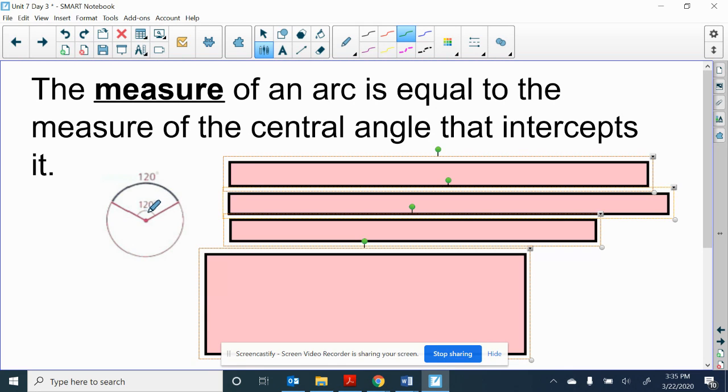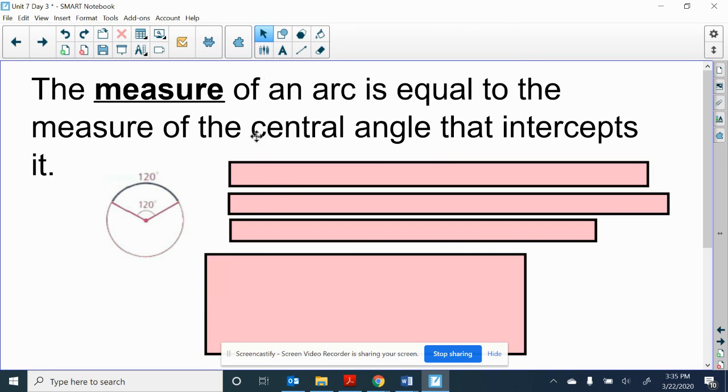So if I have a central angle of 120 degrees, the arc that it intercepts is also 120 degrees. Now, if you've heard that there are 360 degrees in a circle, you can see why. There are 360 degrees around that center right there, and thus 360 degrees going around the circle there.